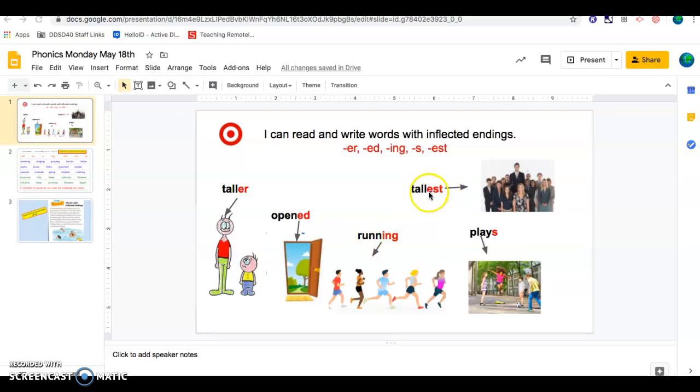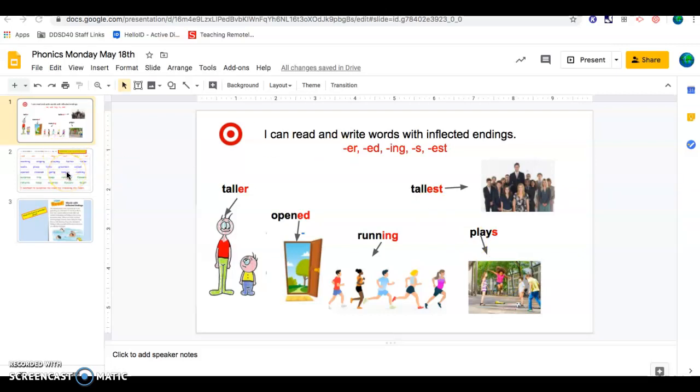Tallest. When you add est to the end of the base word tall, it means that something is the most tall. So this man is the most tall in that picture, or the tallest. Plays. When you add an S to the end of the base word play, it means that it happens more than one time. So, for example, this girl plays every day.